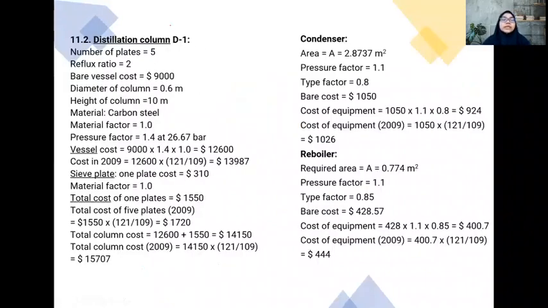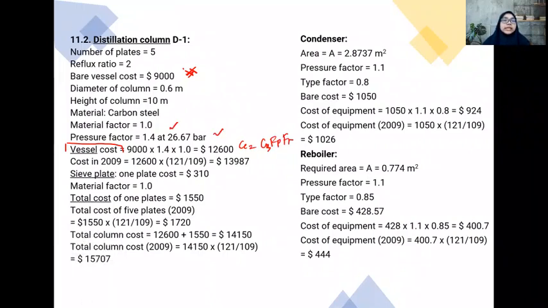And then since the year is 1999, we can use the cost index factor to estimate the cost in 2009. Okay, the next equipment is the distillation column. For the distillation column, it considers the cost of the condenser and reboiler as one package. And then using this information, since the vessel cost is given, we can obtain the cost of the vessel by using CE equal to CB, FP, FM, or the material factor and also the pressure factor.